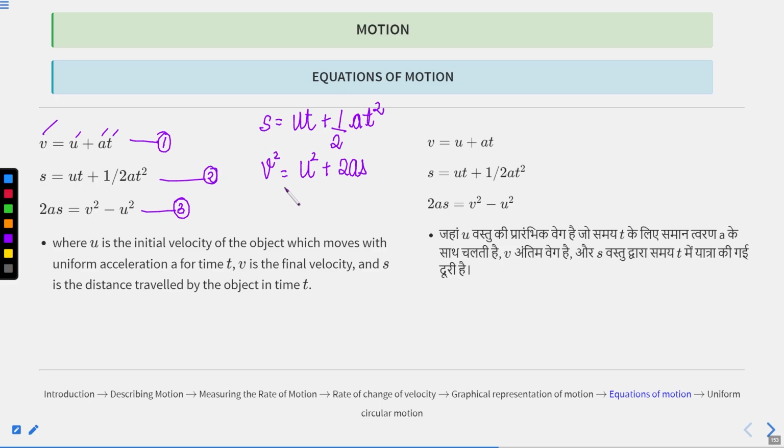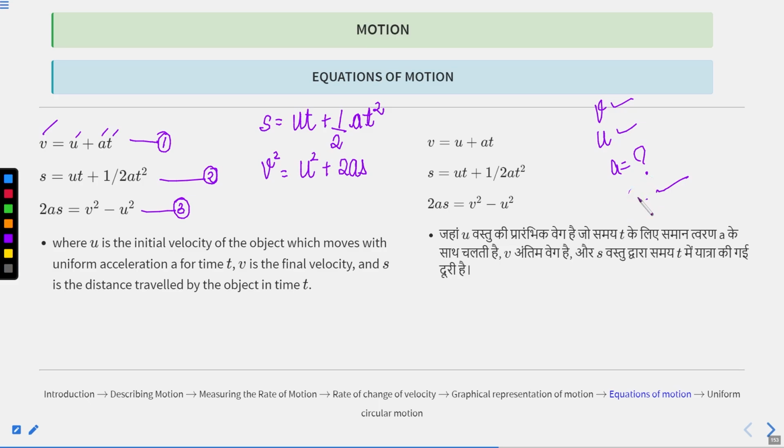Now what are the uses of the three equations? Suppose you have the initial velocity, you have the final velocity, you want to calculate acceleration, and you have the time period. Then you will use equation number 1 to calculate acceleration. Let's suppose you do not have the time period, but you have displacement. Then what will you do? You will use the third equation to calculate acceleration.